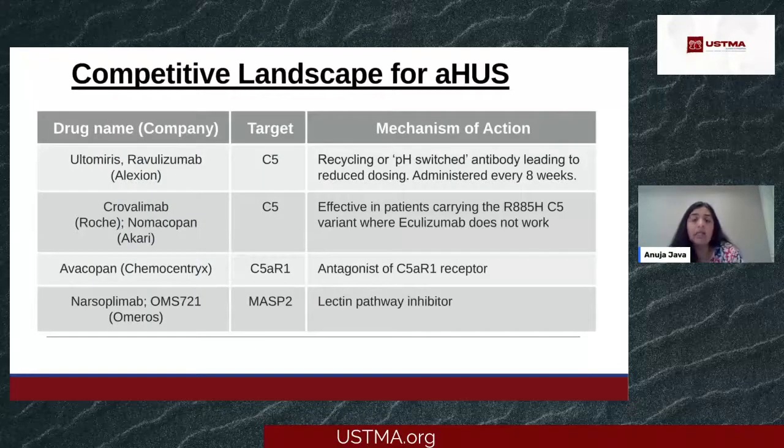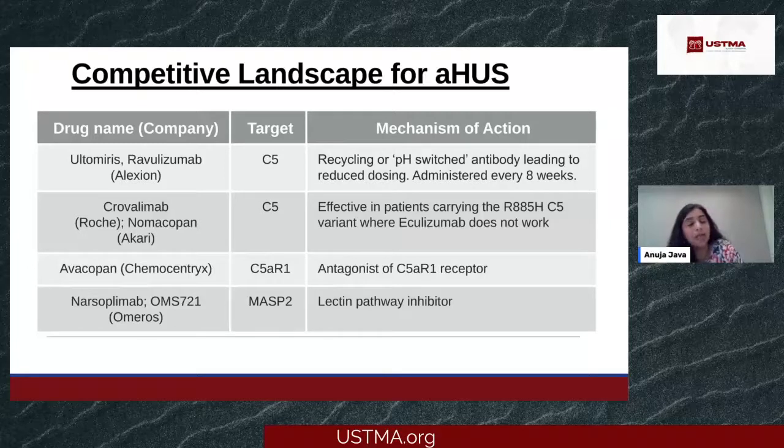Next slide, please. So coming to what's in the pipeline for atypical hemolytic uremic syndrome, as you know, eculizumab has been on the market for several years. We now have the longer-acting version, which is ravulizumab. There is a drug which is specifically used, which is crovalimab. You may have heard some patients may have a mutation in a particular protein, C5, where eculizumab works. And if there's a mutation in some patients, that may not work.